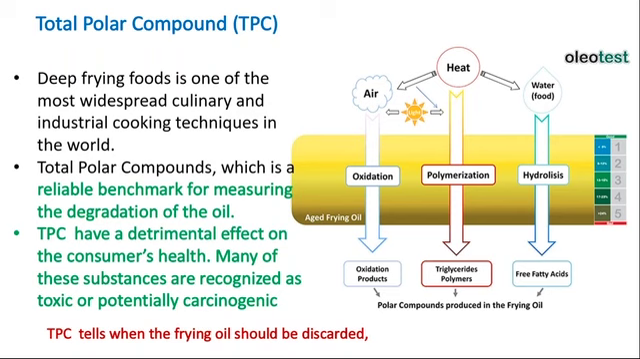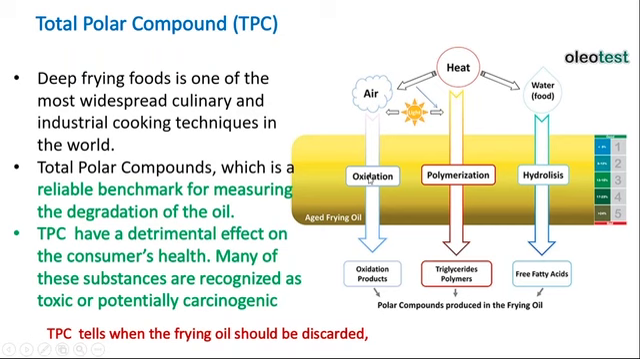So where do these total polar compounds come from? When you do deep fat frying, that is, when you fry foods in hot oil, foods contain moisture. So what happens is some of the moisture from the food gets into the oil, and as the oil is heated and the food, which is a complex matter, is added to the oil, you will see that oxidation products will be there, polymerization products of the oil can come in, and hydrolysis products of the oils can come in.